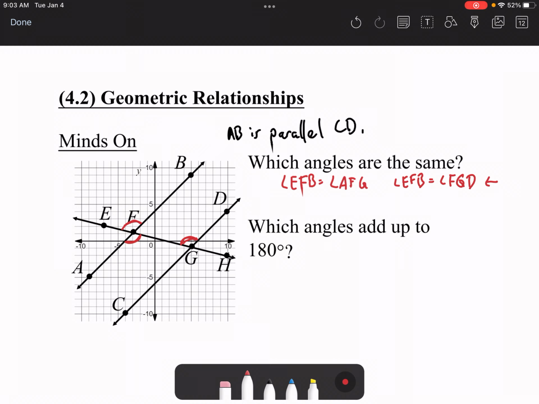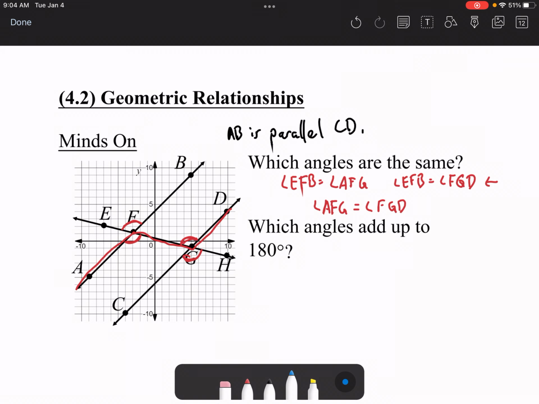Something else you might remember is something called the Z pattern. So you can also see angle AFG is equal to angle FGD by the Z pattern. And likewise, you can also see that this angle CGH is equal to all those other angles, again, by opposite angles, or F pattern, or Z pattern, whatever you'd like to use.